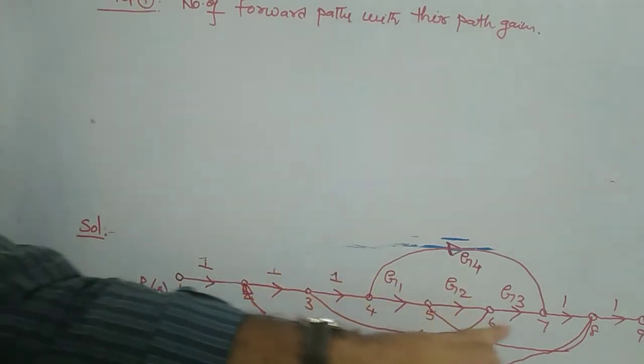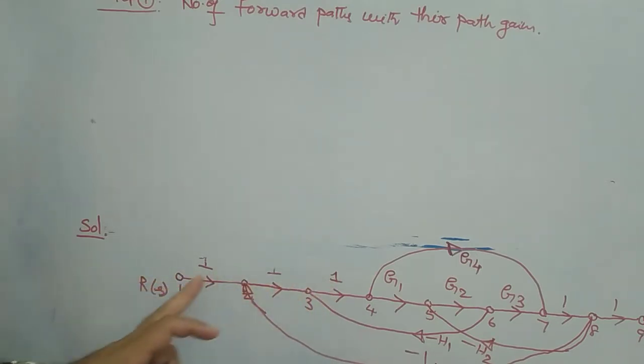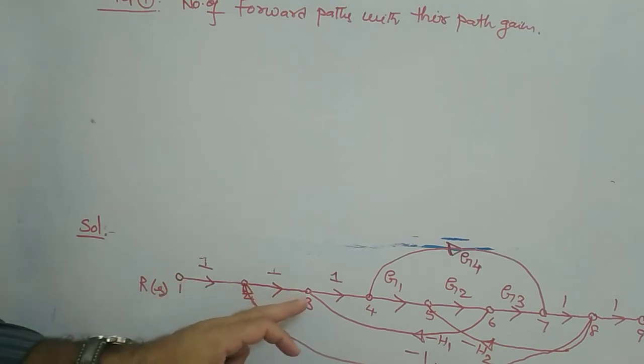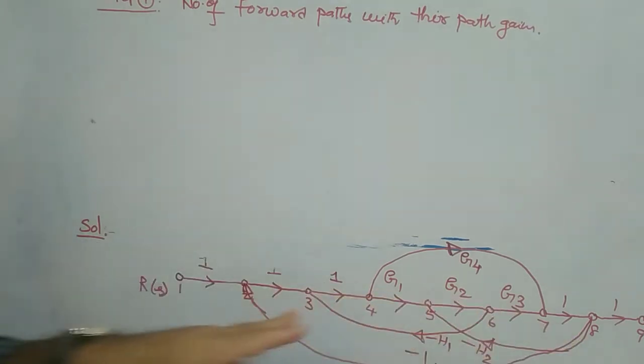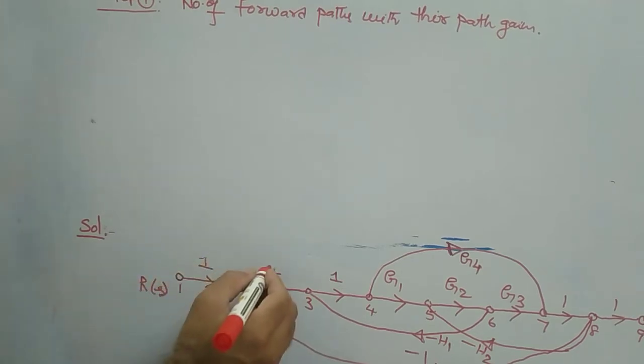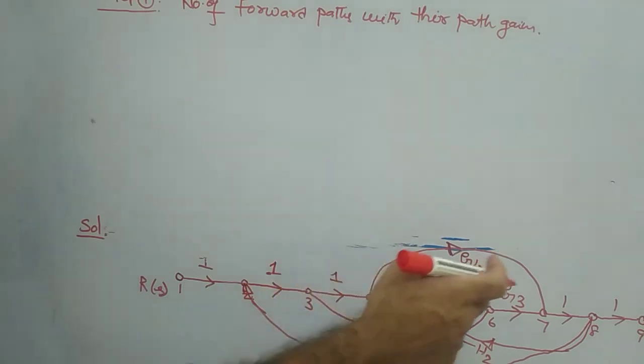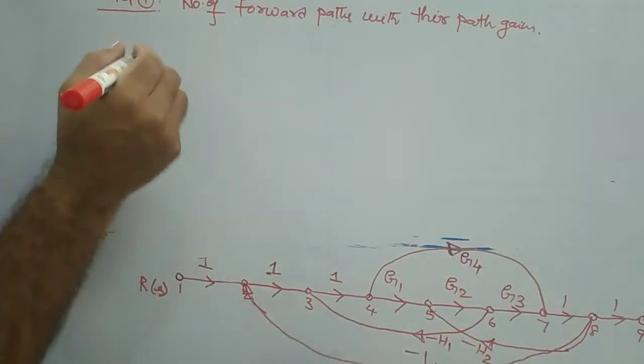So if you apply that step to this, then from R(S) to C(S), see that the straight line is nothing but your first forward path, means the arrow mark is going in forward direction here from R(S), and then from 1 to 9 nodes. Then what are the gains? All these are the gains. 1 into 1 into G1 into G2 into G3 into 1 into 1. That is your first forward path.